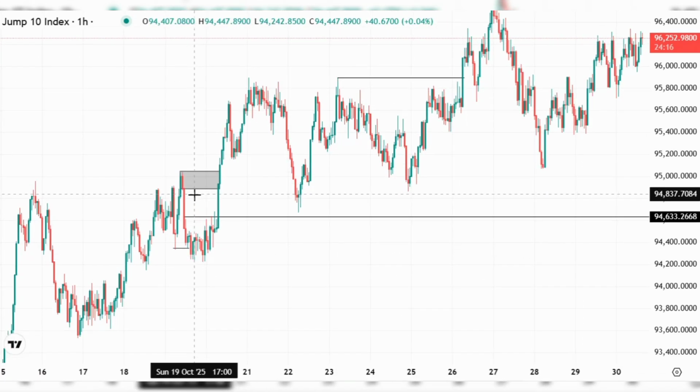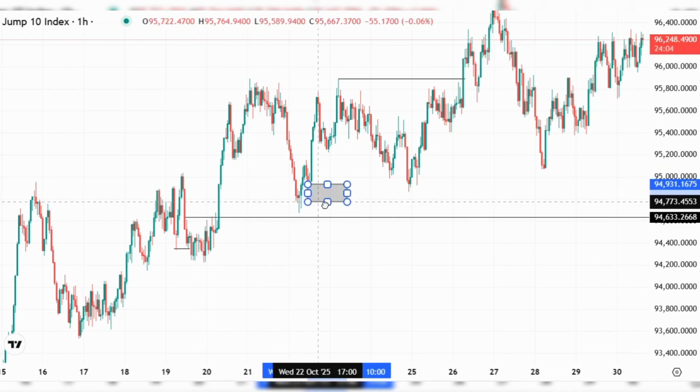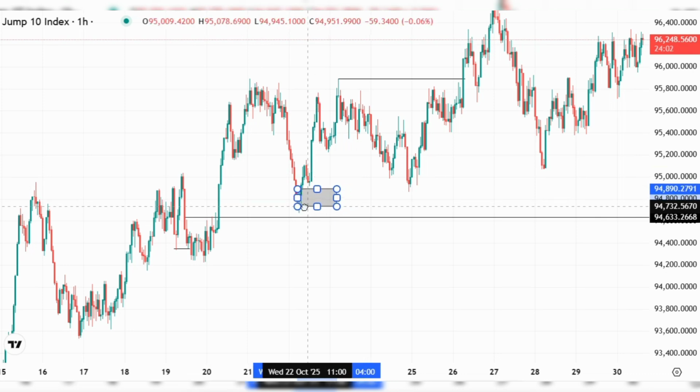You should not be selling on the lower time frame when the higher time frame is buying, or buying on the lower time frame when the higher time frame is selling. You will experience losses. So you should walk in line with the higher time frame bias or direction.